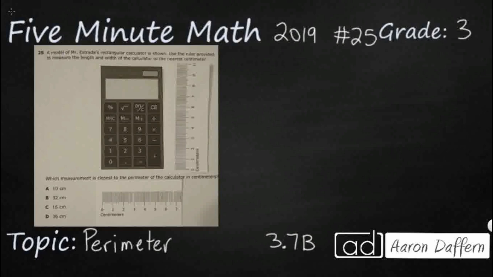Welcome to 5-Minute Math. Today we are looking at the third grade concept of perimeter. This is standard 3.7b in the great state of Texas, and we are using number 25 of the 2019 released STAAR test. If you have not done so already, please go ahead and take a moment to pause the video, work this problem out on your own, unpause it, and then we will look at our answers together.